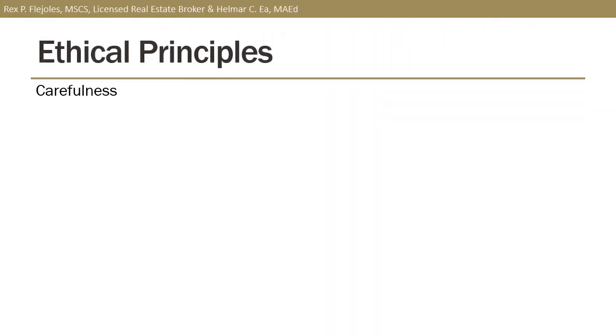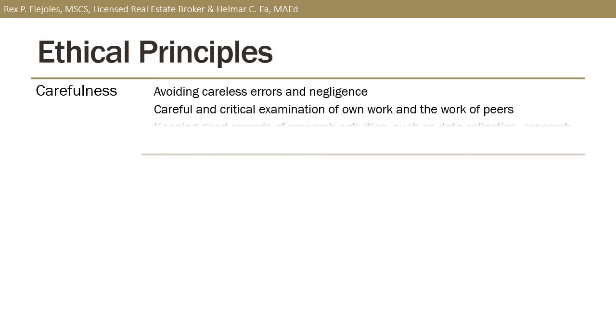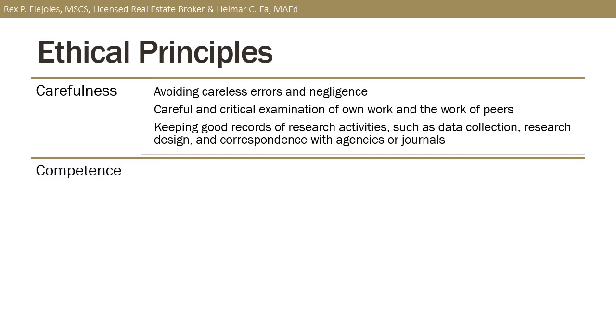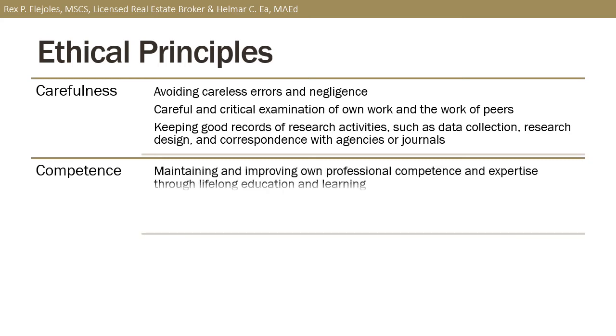Fourth is carefulness. You have to avoid careless errors and negligence. You have to examine carefully and critically your own work and the work of peers. You have to keep good records of research activities such as data collection, research design, and correspondence with agencies or journals. Fifth is on competence. You have to maintain and improve your own professional competence and expertise through lifelong education and learning. You have to take steps to promote competence in science as a whole.